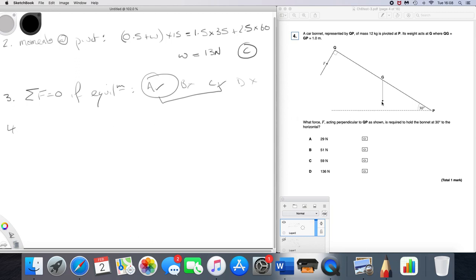Well, it will be the perpendicular component of the weight which is causing the anti-clockwise moment. So F times 2 will equal mg cos 30 times 1, which gives F to be, given that we know the mass is 12 and g is 9.8, 51 newtons, which is B.